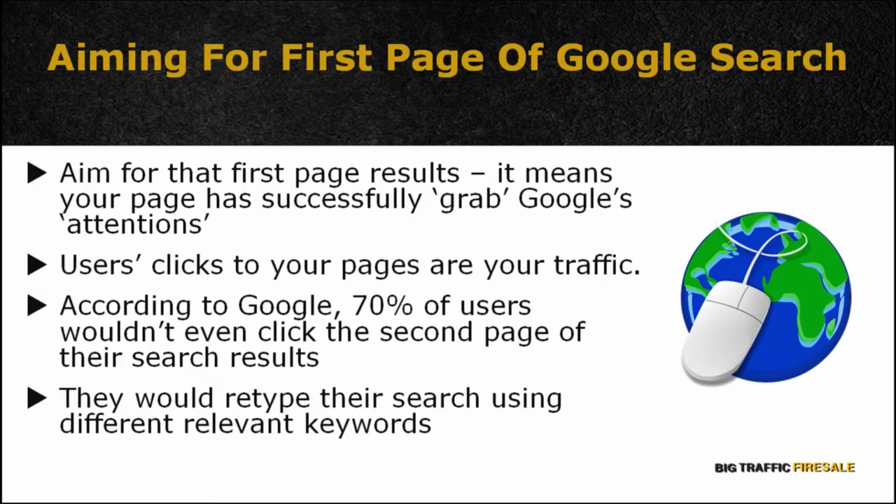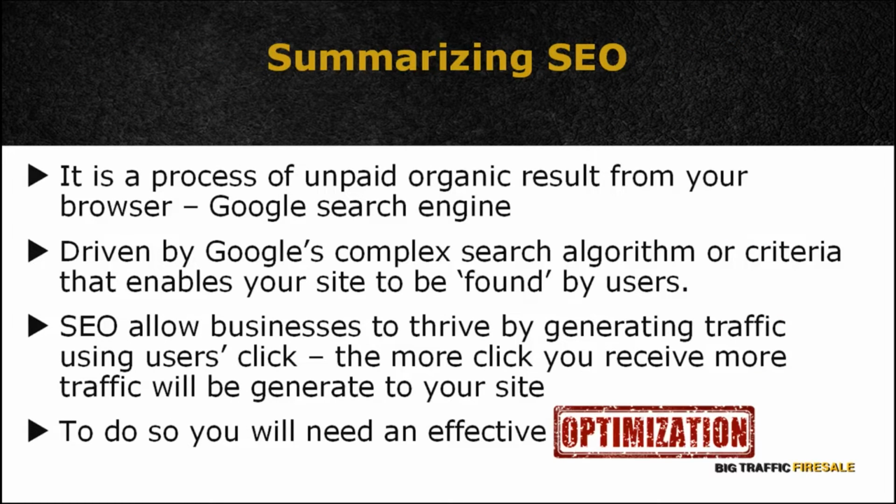Thus, the cycle continues. So let's do a small recap of SEO. As mentioned, it is a process of getting that unpaid organic result from your browser, in this case, Google Search. These search results are driven by Google's complex search algorithm or criteria to be found by users. Given your website is search engine optimized, of course. SEO allows online businesses to thrive by generating audience or traffic, using the user's click. The more clicks you receive, the more traffic will be generated to your site.